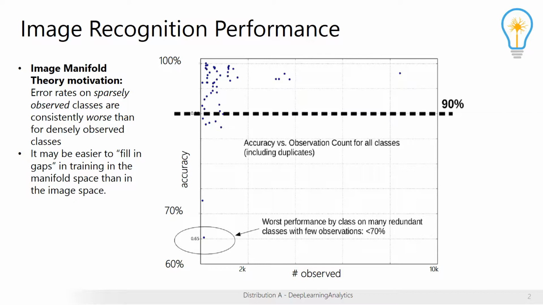In this example, the convolutional neural network only achieved 65% accuracy when it was given less than 100 examples of a particular class of objects as training data. However, for all object classes with more than 2,000 examples, accuracy was better than 90%. So in summary, error rates on sparsely observed object classes are consistently worse than error rates for densely observed object classes.